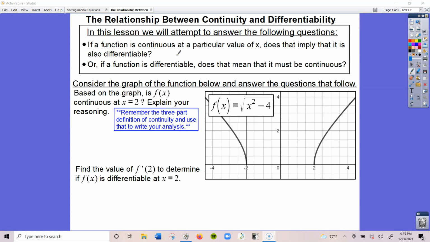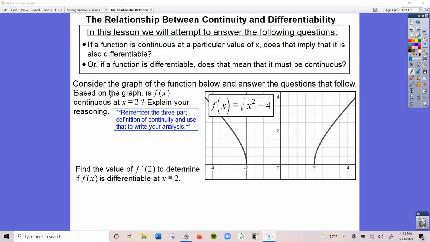If a function is continuous at a particular value of x, does that imply that it is also differentiable? Or if a function is differentiable, does that mean that it must be continuous? So let's investigate. Looking at this graph, we have f of x is equal to the square root of x squared minus 4. For our first question, it says, based on the graph, is f of x continuous at x is equal to 2? And explain your reasoning.